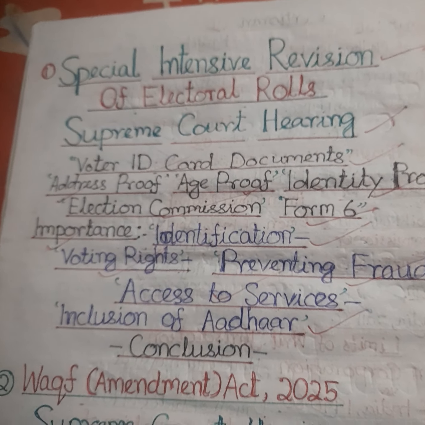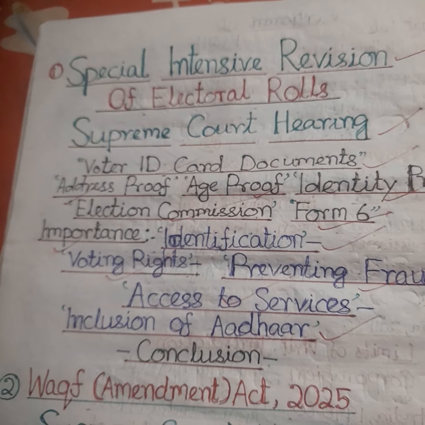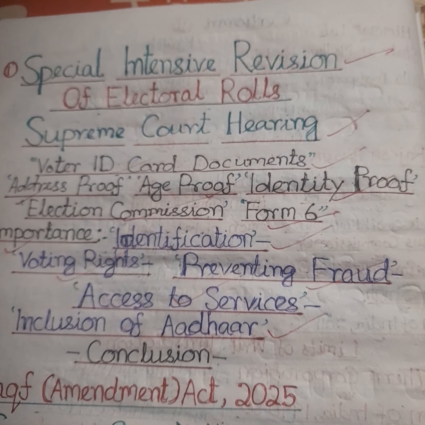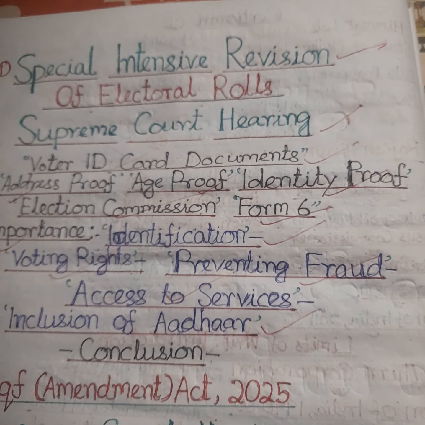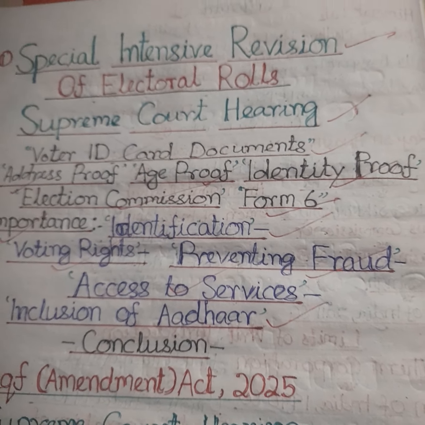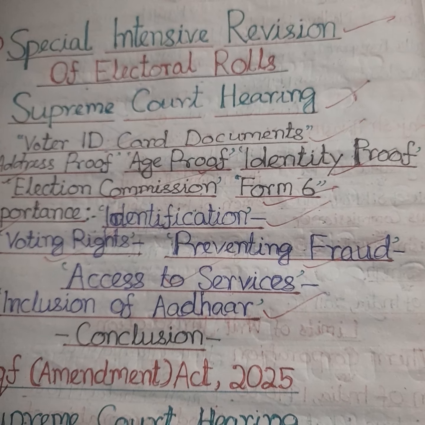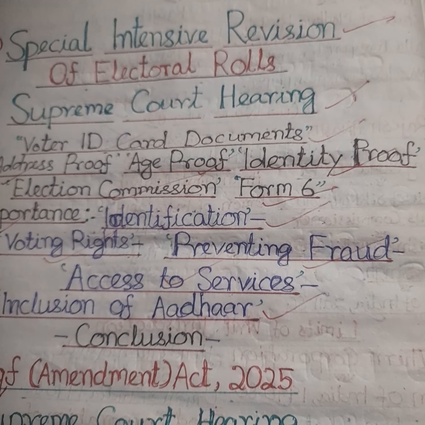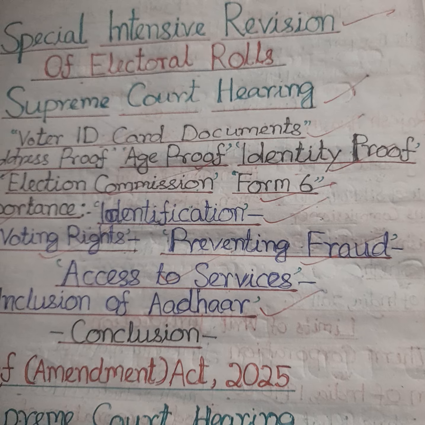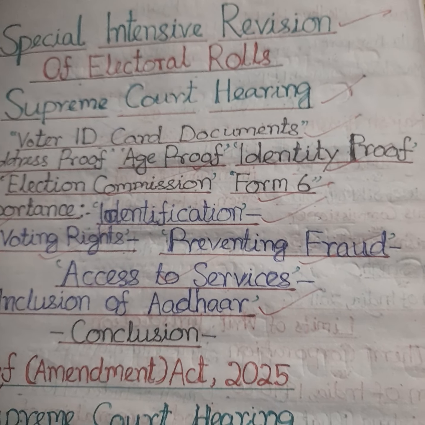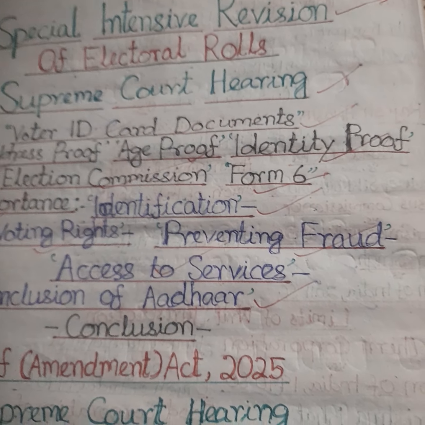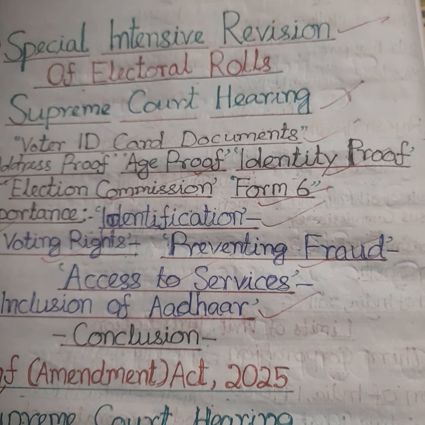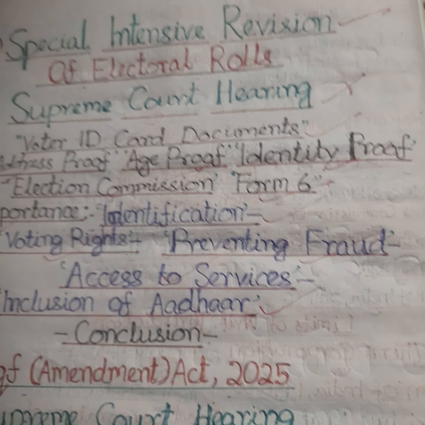The Supreme Court also issued notice to the Election Commission on an application by Ashwini Upadhyay seeking intensive revision of electoral rolls in Assam, West Bengal, Tamil Nadu, Kerala, and Puducherry. The West Bengal government has already filed a petition in the Supreme Court against the special intensive revision in the state.